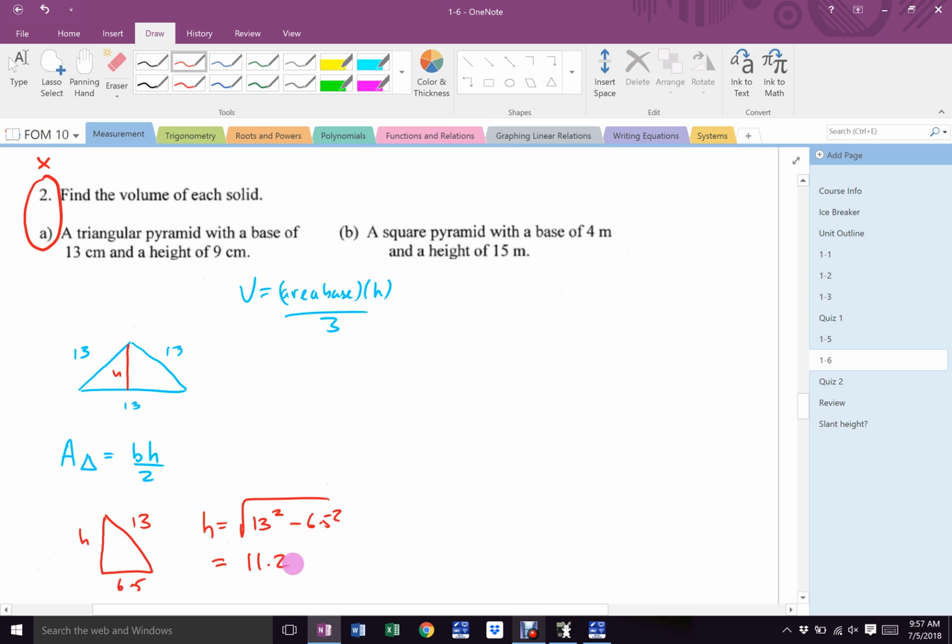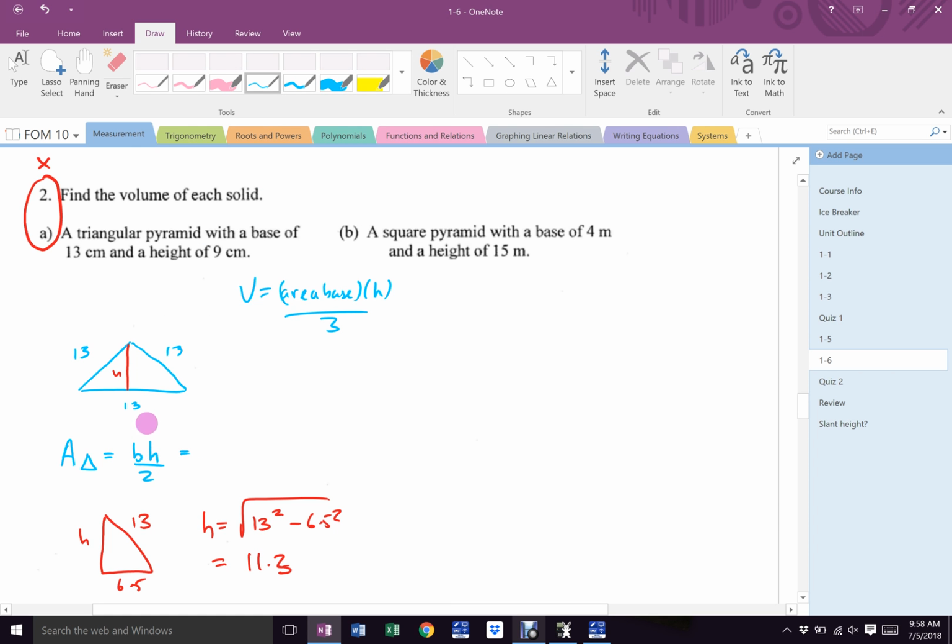H is 11.3. So that is this H, which is right here. Okay, Jimmy, I am only finding the height of this triangle because I need to find the area of that triangle first. Okay? So now I know this triangle, and I will keep working in blue so it is not confusing.